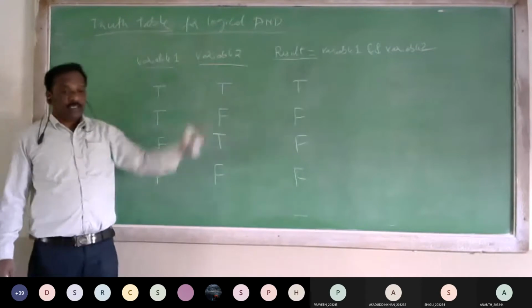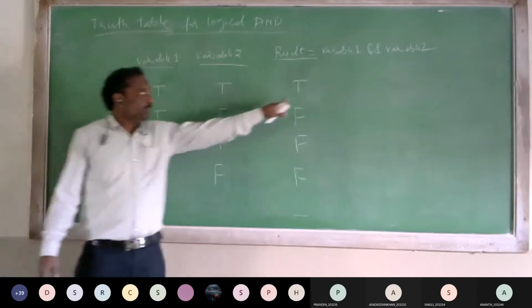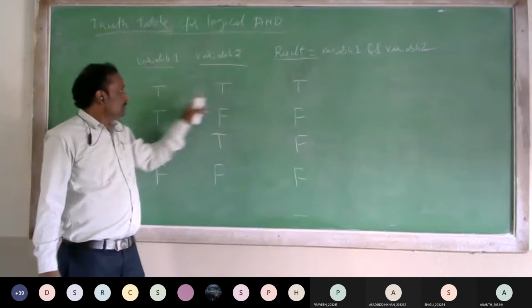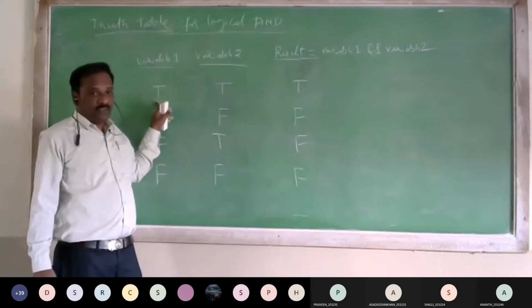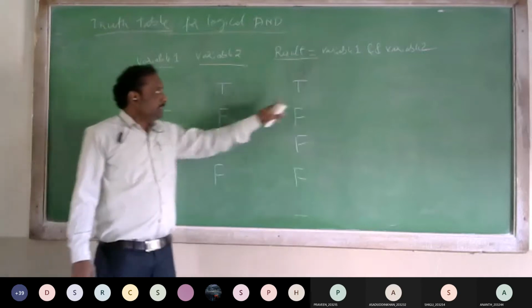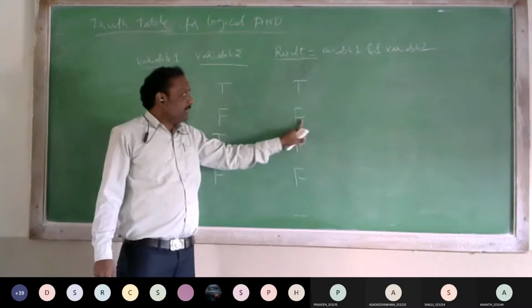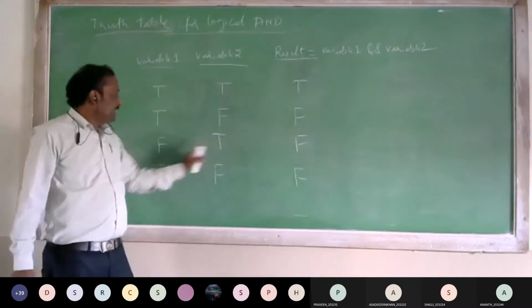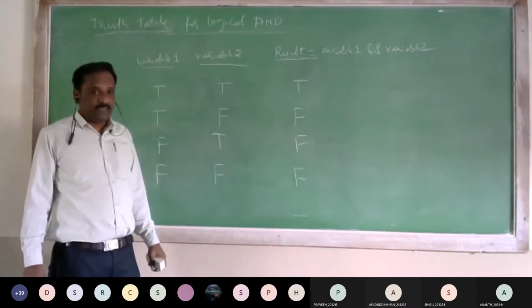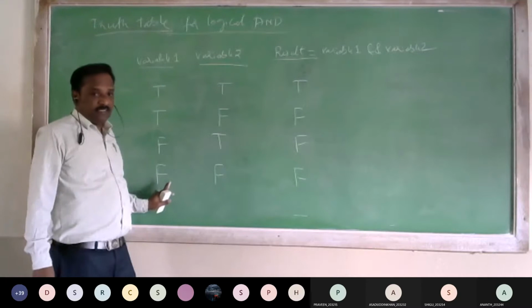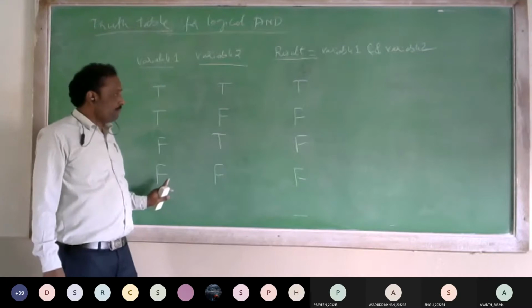So the logical AND operation is true when both the variables are true. The logical AND operation is false when any one of the variables is false.